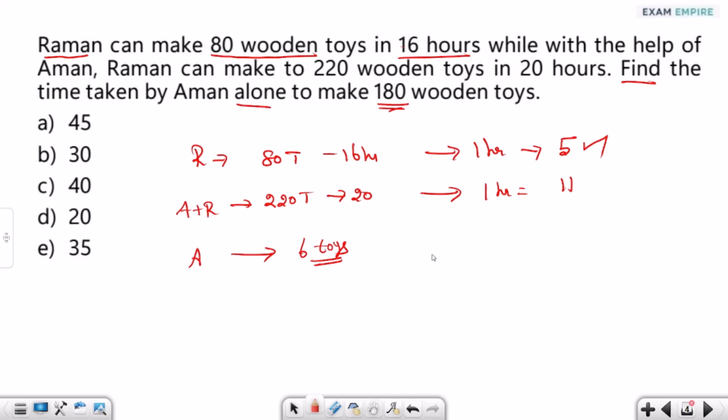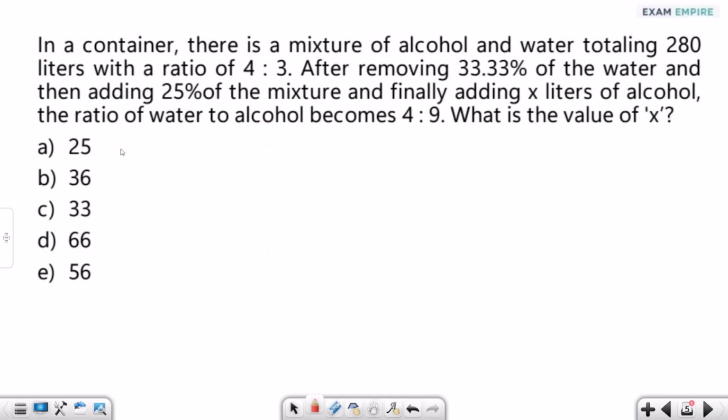See, in 1 hour, 6 toys. So 180 by 6, 30 hours. So total hours is like 30 hours. Okay. Next. So pause this video and try to solve it by yourself.